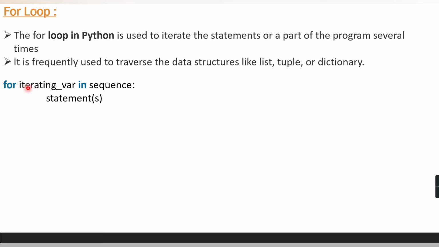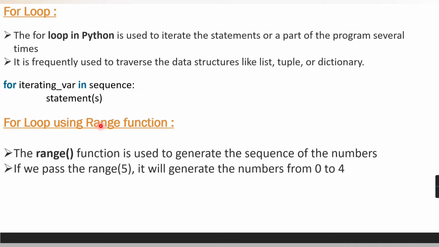We will have for iterating variable in sequence. Here we need to declare a variable which will hold a particular data item of this sequence. The sequence can be anything: list, tuple, dictionary, string, and inside this for loop we will have the block of statements. Another feature here is the for loop using the range function.